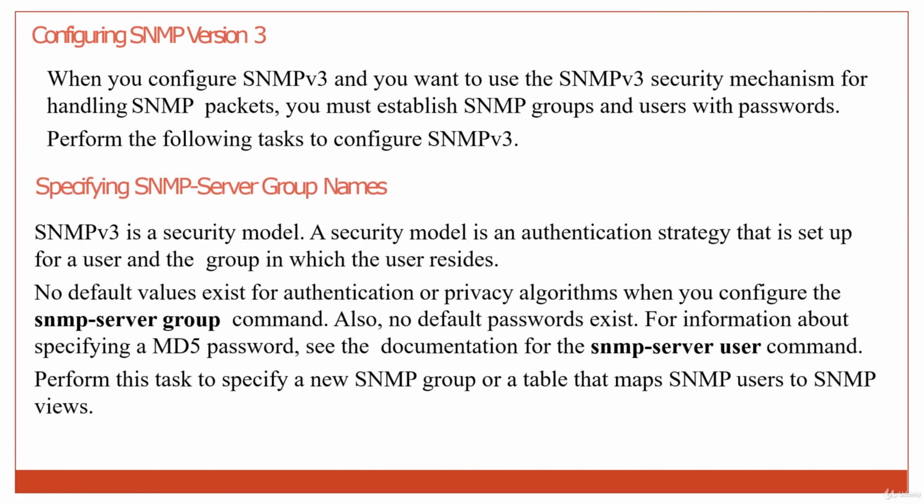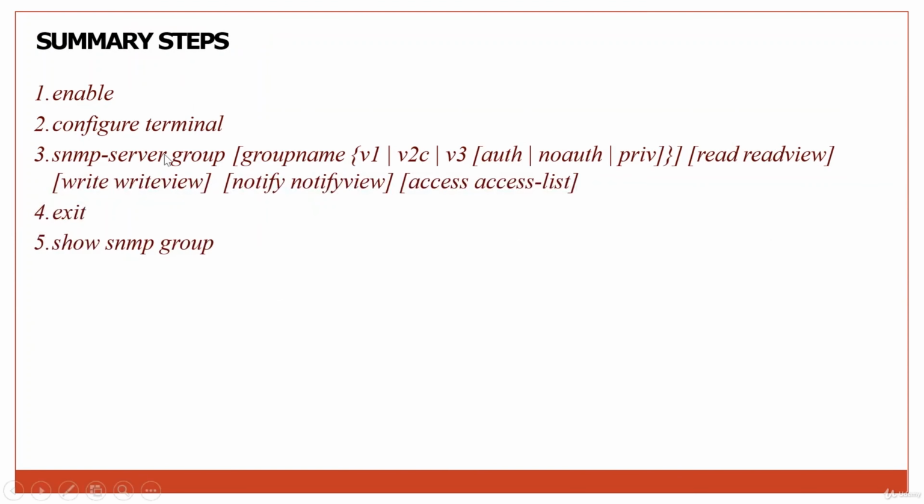All right. So in case of version 3, again, it belongs to user, or users belong to group, where we can have authentication and encryption. So we should go and define the group as well. That's why you can see here that we have SNMP server group, and then group name, version 1, 2, 3, auth, no auth, priv, that we have already discussed earlier, and notify and access list. Again, you can go and check with show SNMP group.